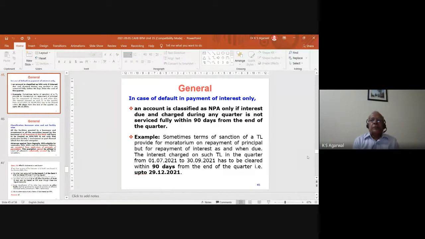But this provision is applicable only when my terms of sanction say that the repayment of principal will start after construction is over, after the completion of project, etc. But interest is to be paid as and when due. So interest debited during any quarter must be serviced fully within 90 days from the end of the quarter.